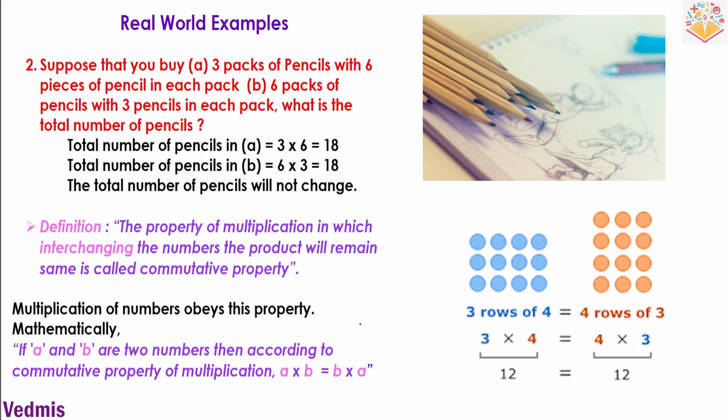You can see dots in the figure. On the left, in one color, there are 3 rows, each containing 4 dots. Total number of dots is 3 4s are 12. In the right side diagram, you can observe that there are 4 rows containing 3 dots. 4 3s are 12. In both the cases, the total number of dots remains the same. This illustrates the commutative property.